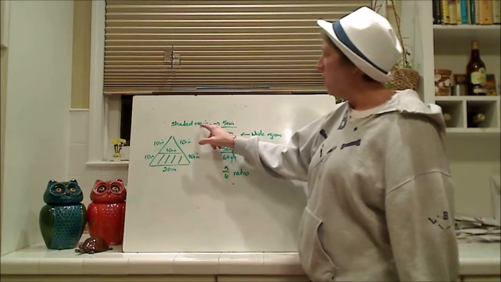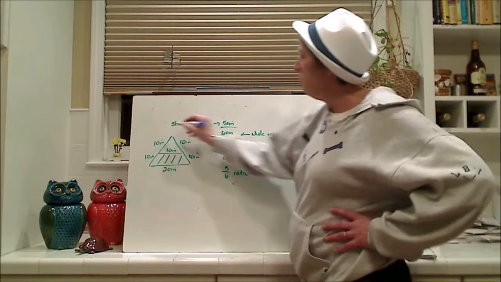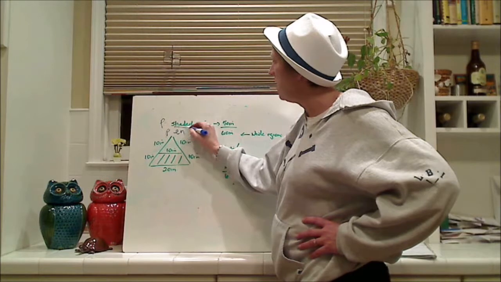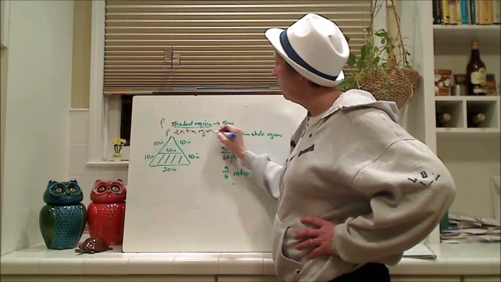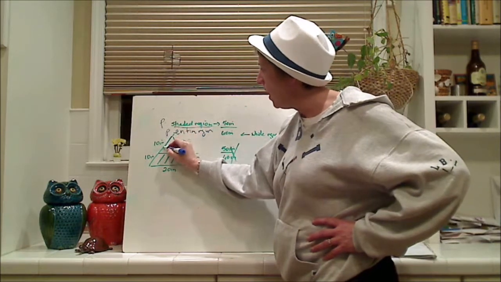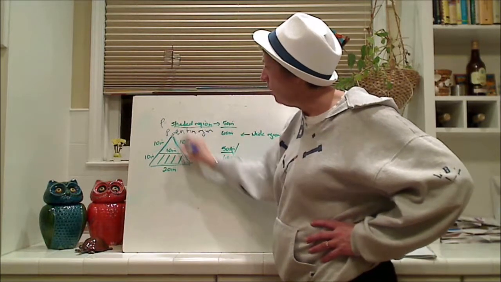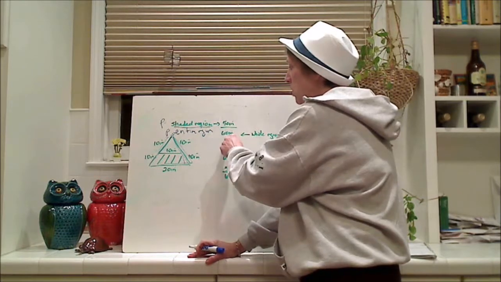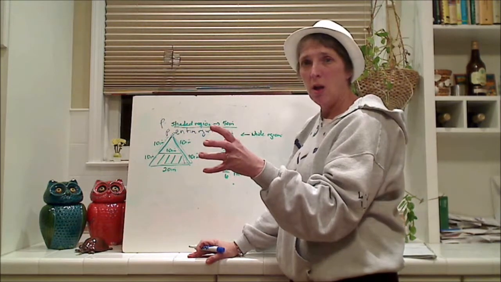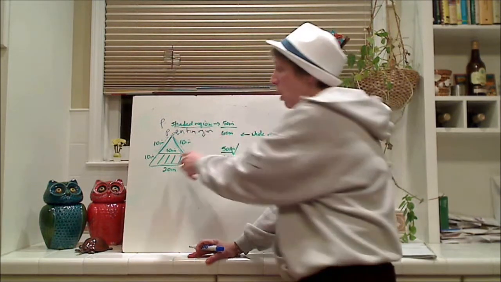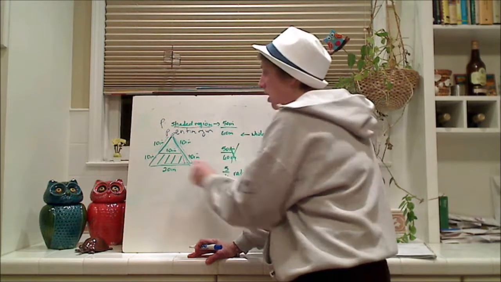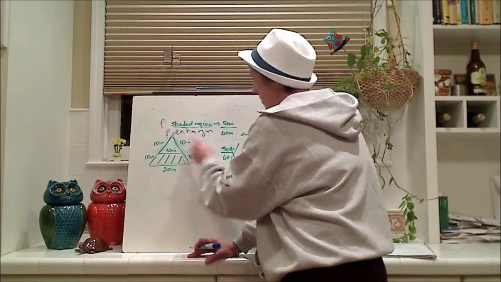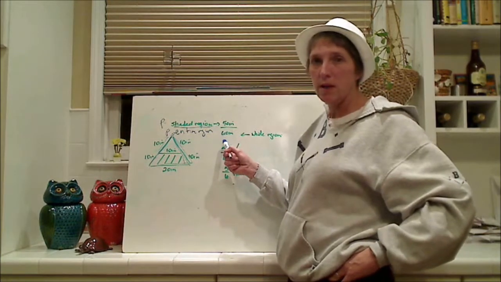So first of all, we have shaded region to entire region, perimeter. We want to put perimeter over perimeter of the entire region. So here is the shade, here's the entire region. We did not count the interior measurement. The entire region goes on the bottom, because we're comparing a small area to the larger one. So the entire region is 10, 20, 30, 40, 50, 60. 60 inches goes on the bottom.